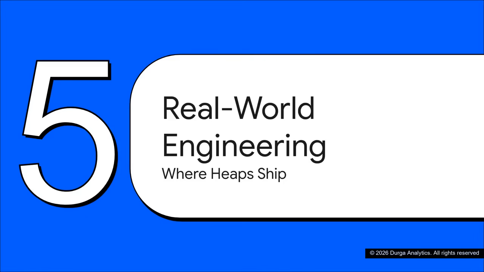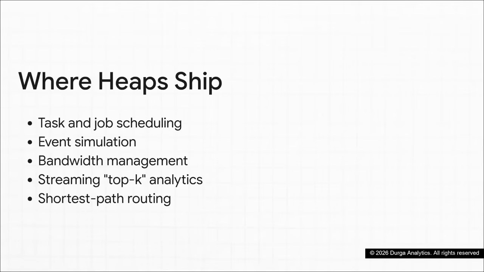Where do heaps actually ship? You are going to see priority queues absolutely everywhere in enterprise architecture. They power OS task schedulers, making sure critical system processes grab CPU time way before your background downloads do. They handle massive event simulations, they manage network bandwidth routing, and they're heavily used in real-time streaming data for top-K analytics. And hey, spoiler alert, this exact pattern is the beating heart of shortest path routing algorithms, which we are going to be building hands-on very soon in Chapter 37.